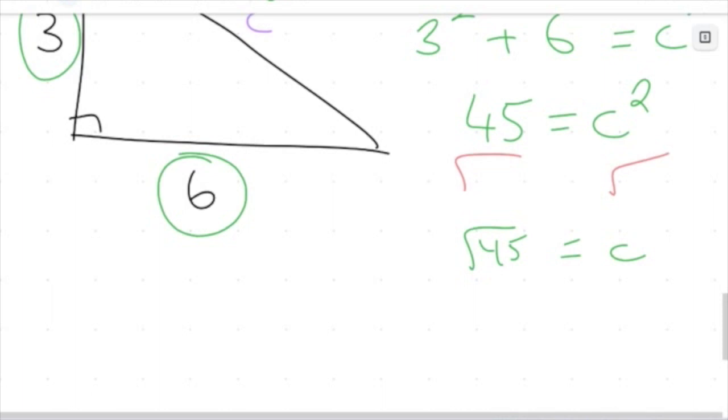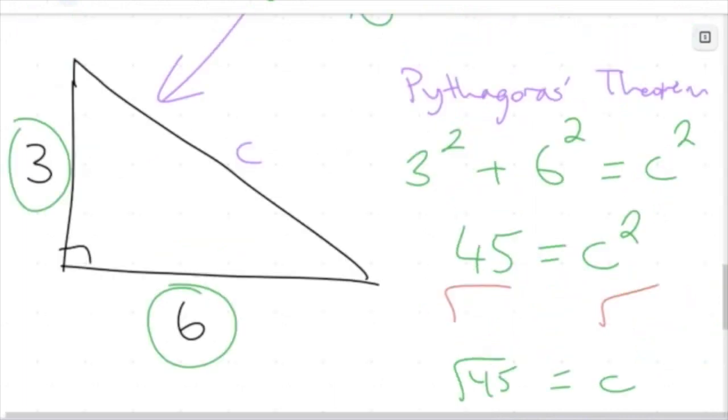So c is approximately, let's do it to 2 decimal points, c is approximately equal to 6.71, so 2 decimal places. Now, in finding any length of a segment, we are always constructing these right angle triangles and using Pythagoras' theorem.